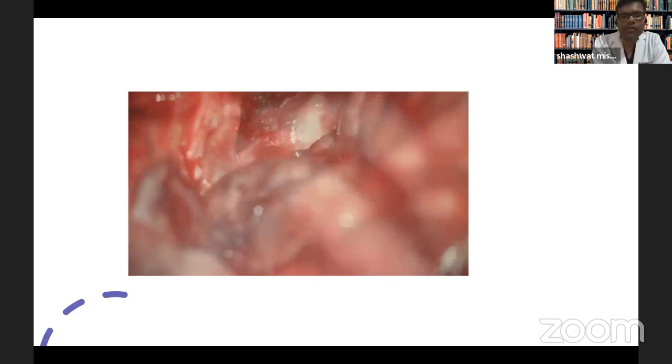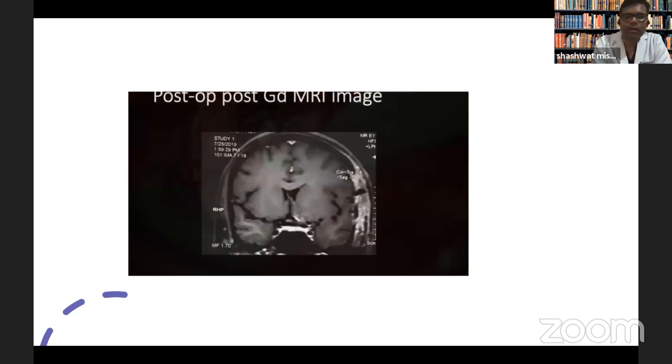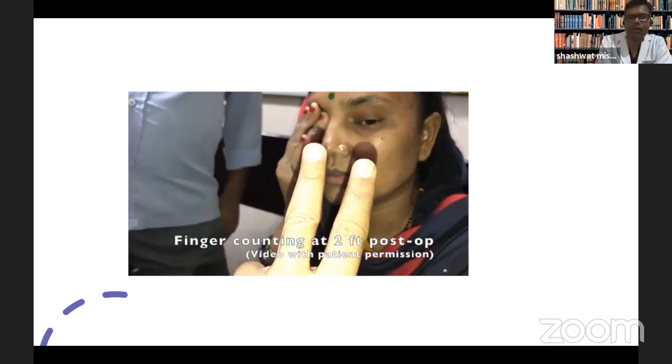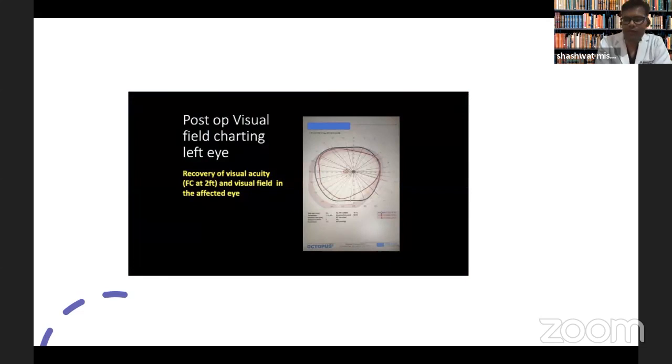I was surprised that this patient actually recovered vision in a blind eye, in which there was no visual evoked potential recordable earlier. She can count fingers from her left eye now, and there was a recovery of the visual field. This was a truly surprising and fabulous result, which got me really hooked on this transcavernous approach for various parasellar and sellar lesions.